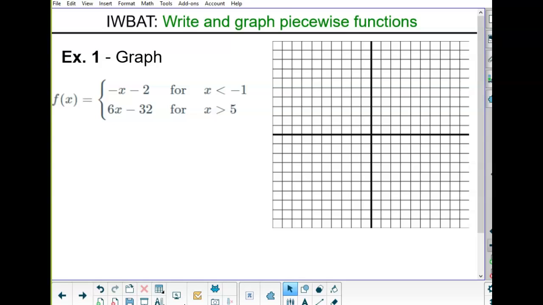All right, we are going to do some graphing here. If you don't have graph paper, I have some here. Those of you at home, you'll have to just make a graph if you don't have your own graph paper.